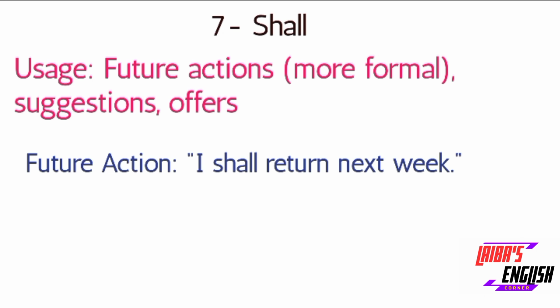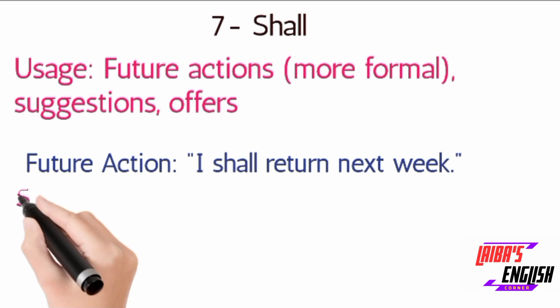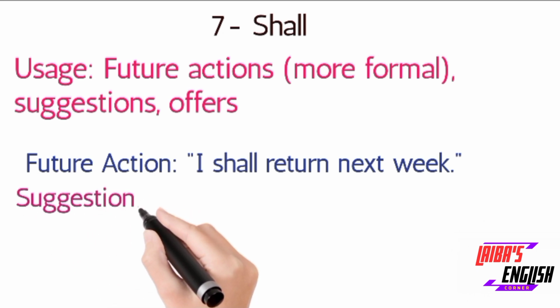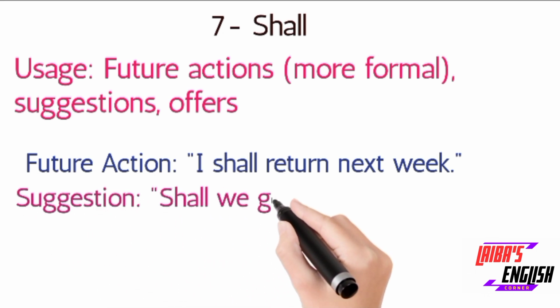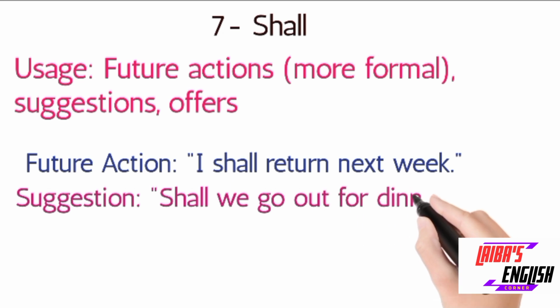We can also say that I will return next week, but that is more informal. In formal way, we will say I shall return next week. Second is to give suggestion to someone. For example, shall we go out for dinner? So we are giving suggestion to another person that we shall go out for the dinner. So in question way, we can say, shall we go out for the dinner? At the end, question mark.